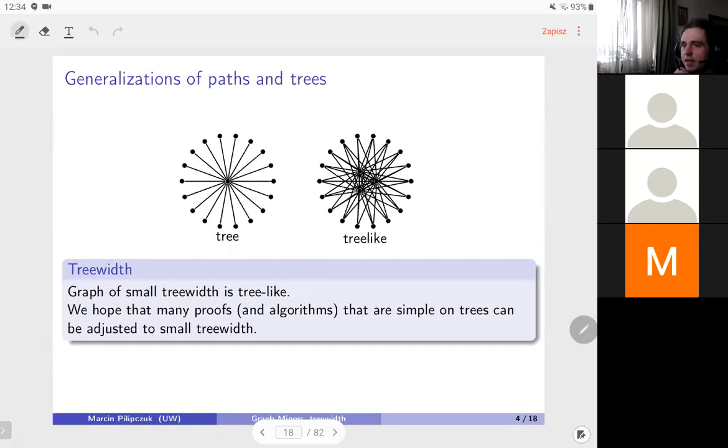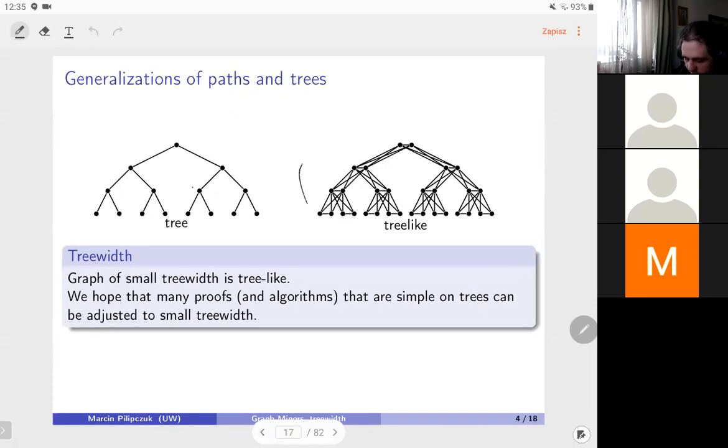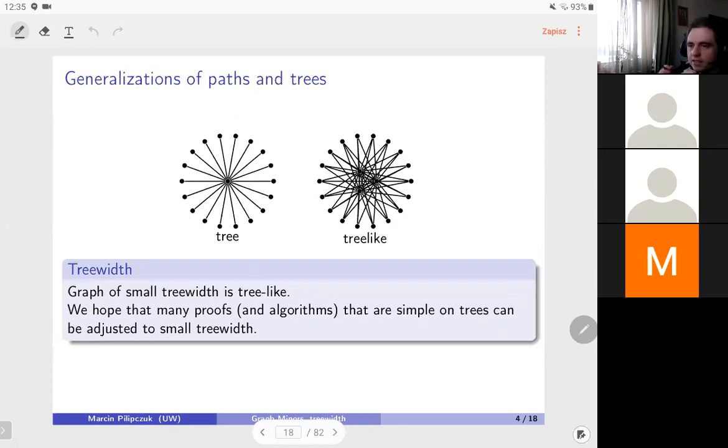The way you think about being tree-like: on the previous slide, you have a tree. But a star is also a tree, so such a graph should also be tree-like. This one does not obviously look tree-like, it's just a fixed star, but we should treat it as tree-like.